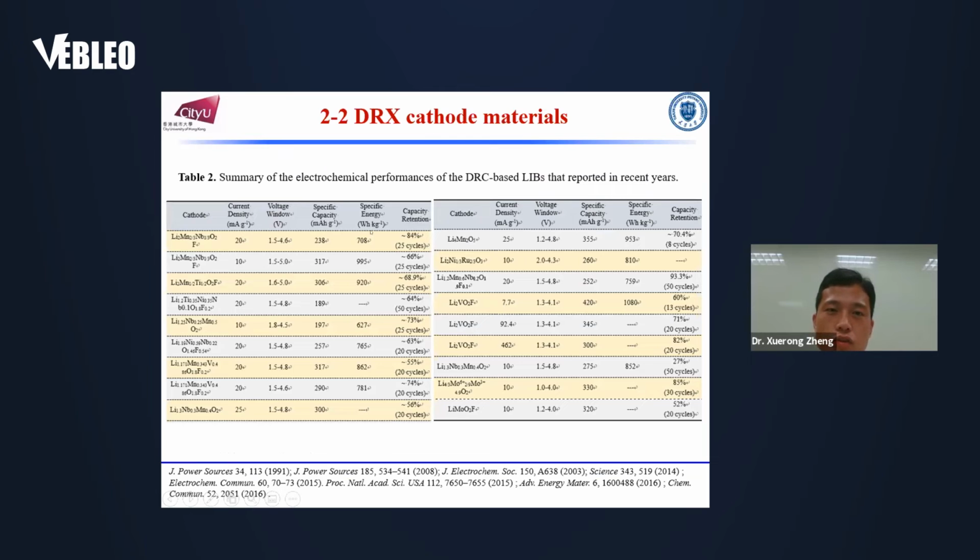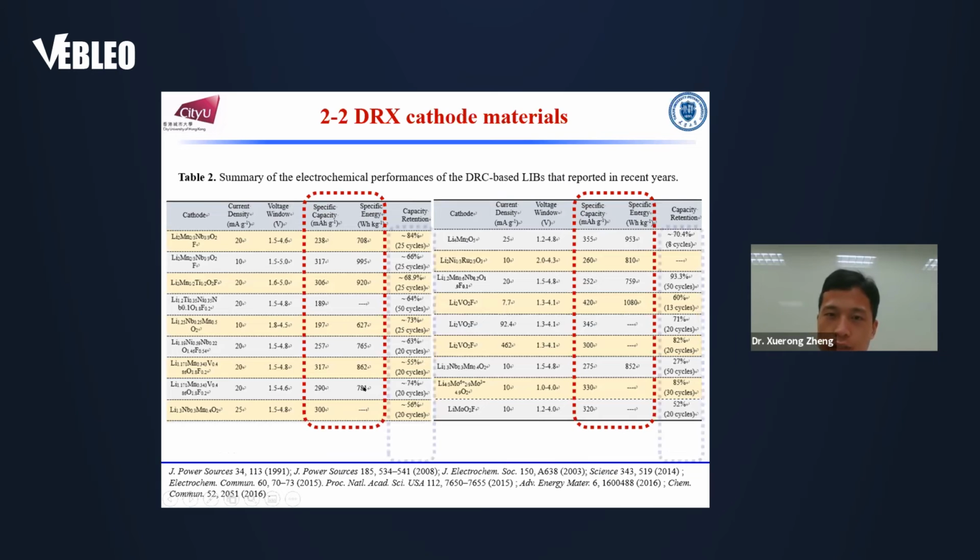In these disordered rock salts, we can see that the specific capacity and the specific energy are much higher than the traditional layered structures. But the capacity retention is much lower. Like after 25 or 50 cycles, the retention is only about 60 to 70%, like this. So the stability is the biggest problem facing the disordered rock salt materials.